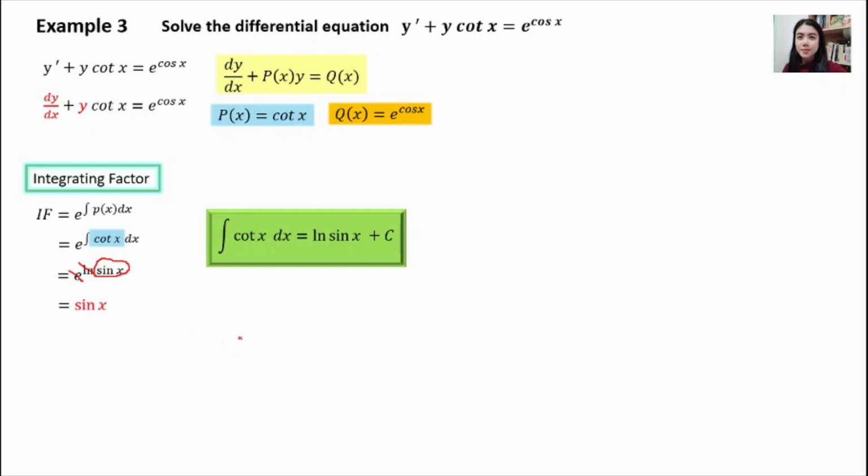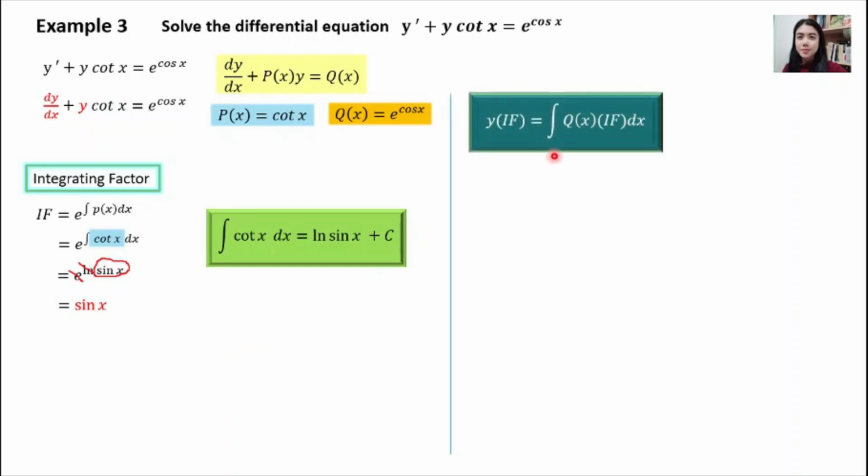Once we have identified our IF, we have to solve this differential equation by using the formula. It says that you have to multiply the y with the IF, that is your sine x, and it's equal to the integration of Q(x) times the IF dx. Your Q(x) is e to the power of cos x, and your IF is sine x, with the dx.